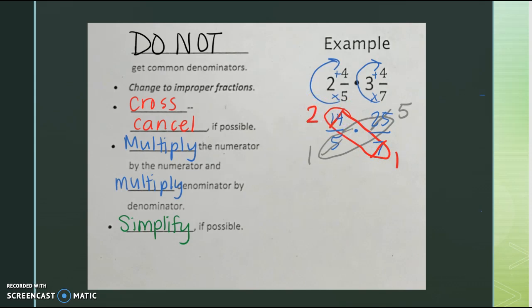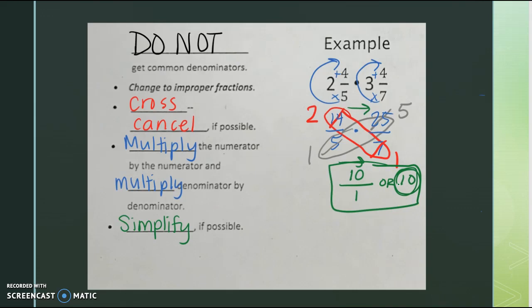Since we have finished cross canceling, we're going to multiply straight across. 2 times 5 is 10. 1 times 1 is 1. Or we can just write this as 10. So 10 over 1 or 10. We usually don't see whole numbers written over 1 as our final answer. So 10 is going to be that most common. But either way, you still have that same value.